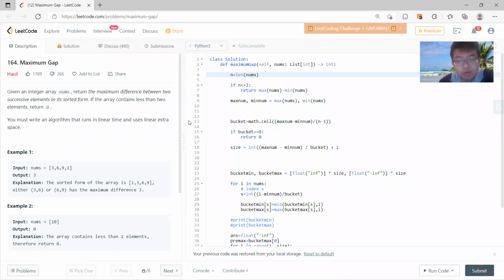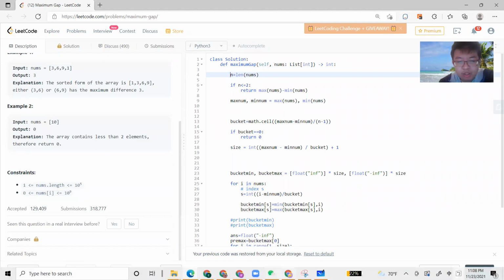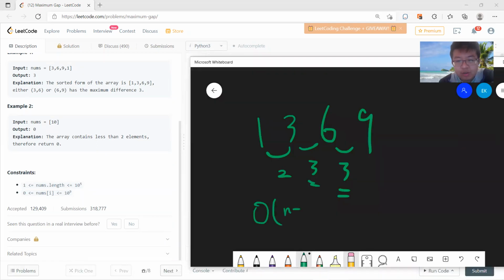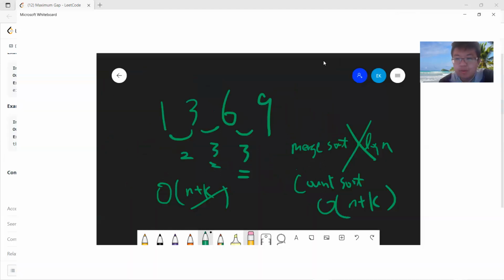But the problem is that if you sort it, you take n log n, and the problem says that you must write an algorithm that runs in O(n) and uses linear extra space, so you cannot do sorting, okay? And the numbers go up to 10 to the 9, which prevents you from using counting sort. If you use a merge sort, which is n log n, it's not okay. If you use a count sort, which is n plus k, but now k is so large, 10 to the 9, so it seems like you cannot find the answer.